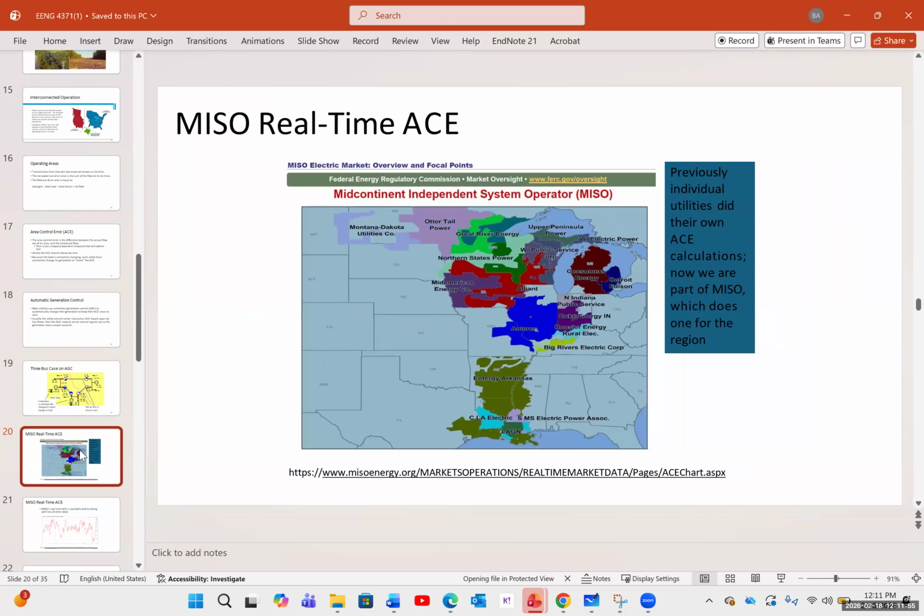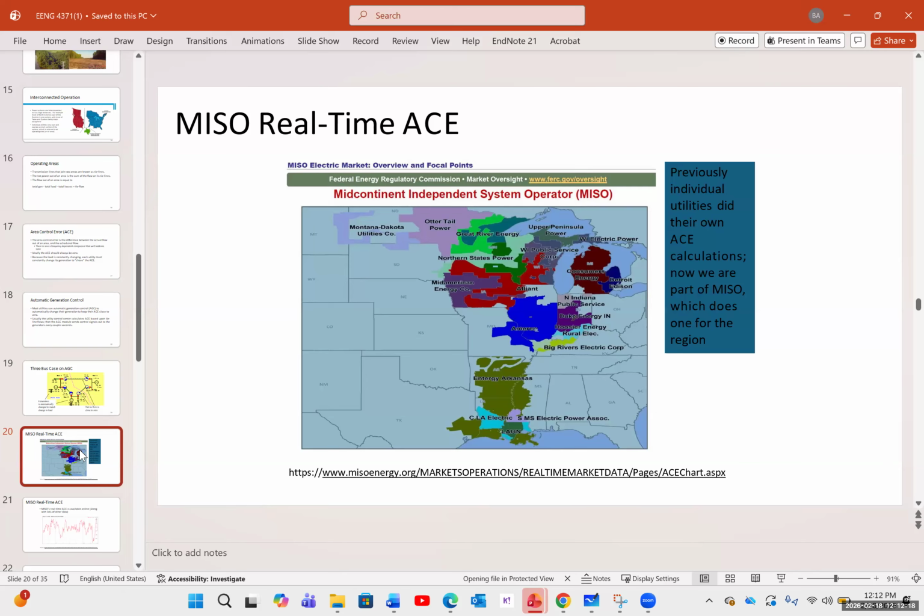This is an example of what we call MISO real-time ACE. I don't know how many of you have seen these software systems, or how many of you have worked in substation transmissions. I hope you can have a field trip and I can take you to one of these substations and see this software.